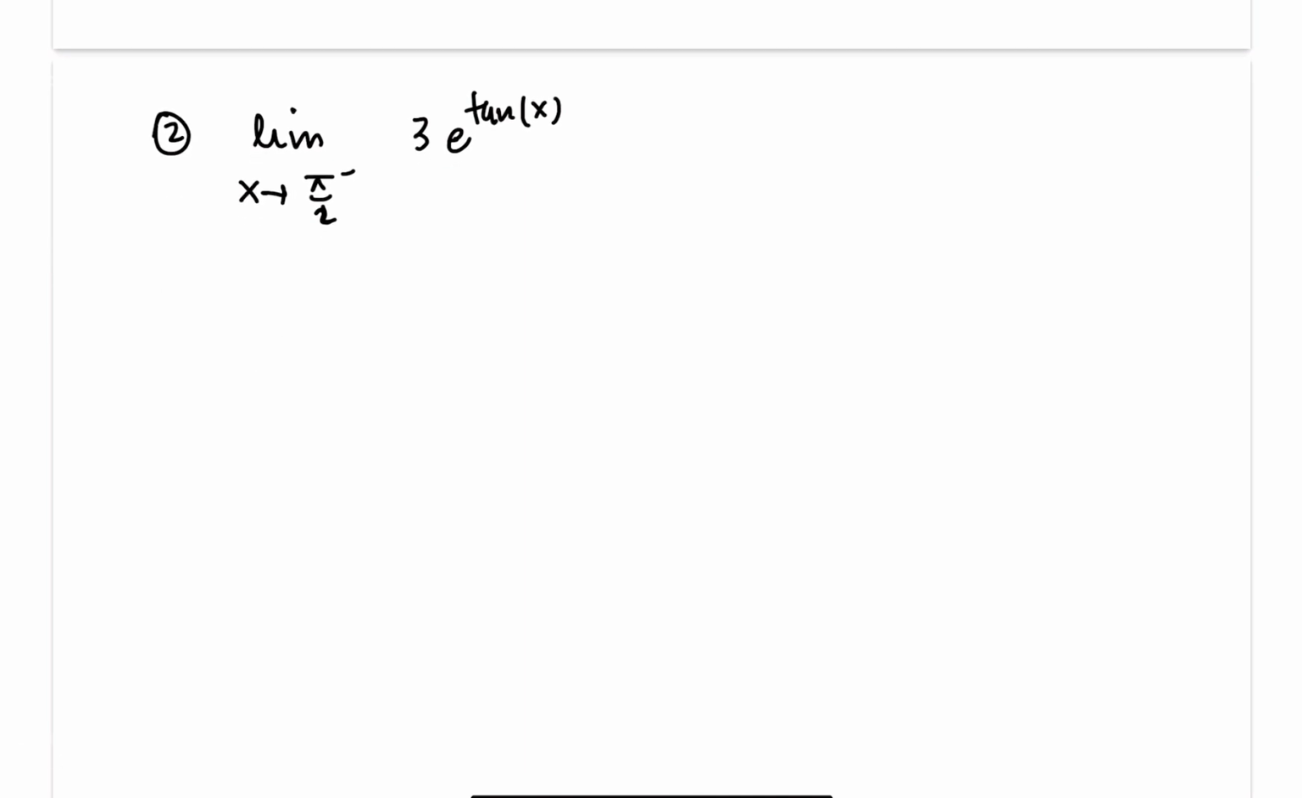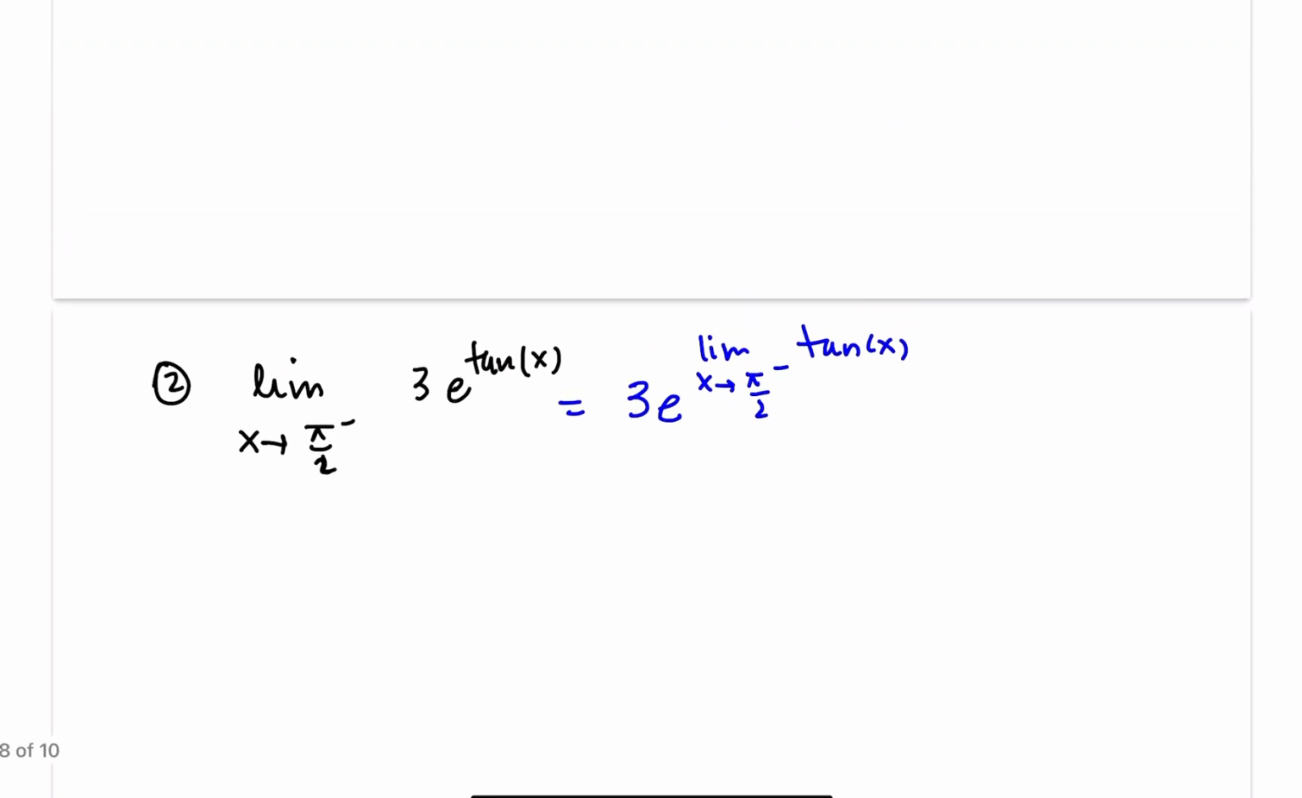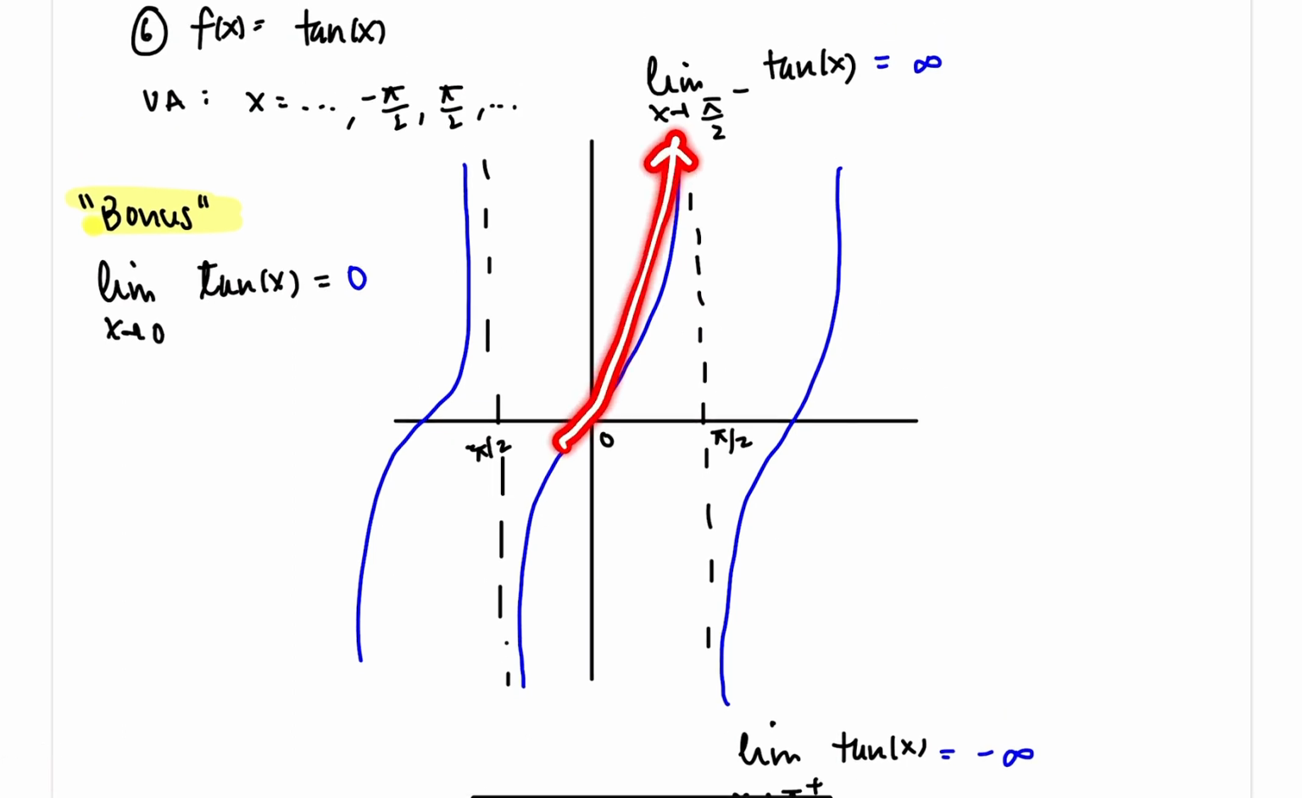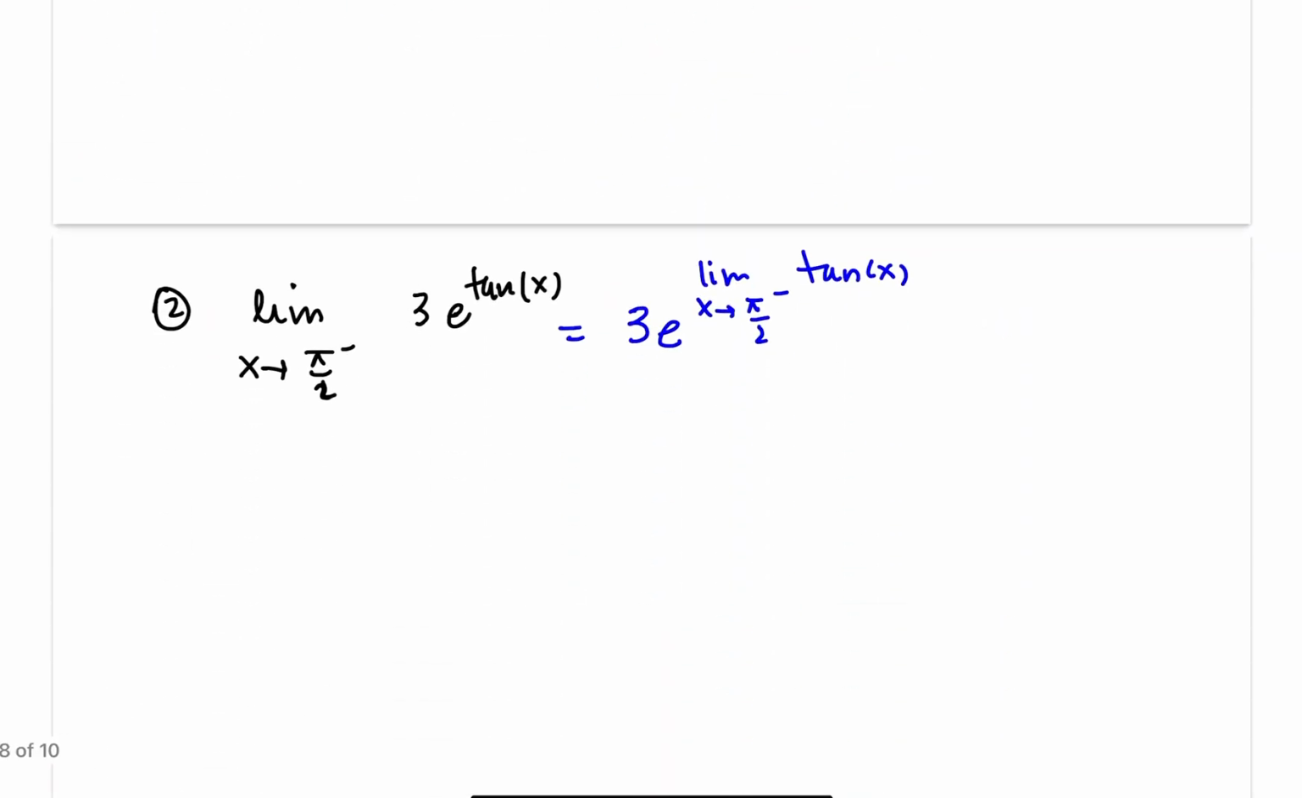Now, the limit as x goes to pi over 2 from the left. e is a continuous function, and we saw a property that allows us to take the limit inside the function. So in other words, this is the same as 3e to the limit as x goes to pi over 2 from the left of tangent of x. Now we saw that the limit as x goes to pi over 2 from the left is equal to infinity.